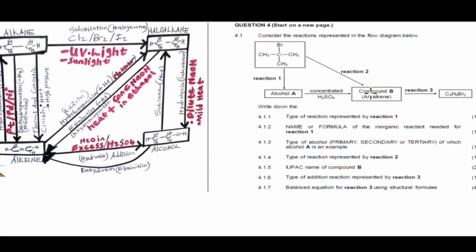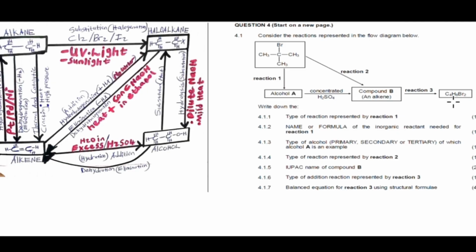You're just looking at the arrows here. The arrows are your direction, guys. The arrows are your directions. It's very important to note that down. Now, compound B, which is an alkene, undergoes reaction 3 to form another haloalkane.